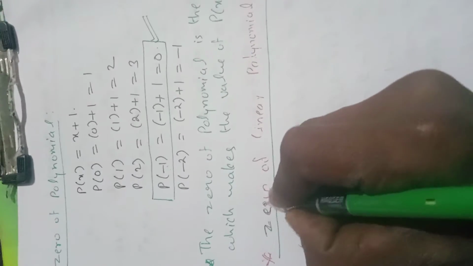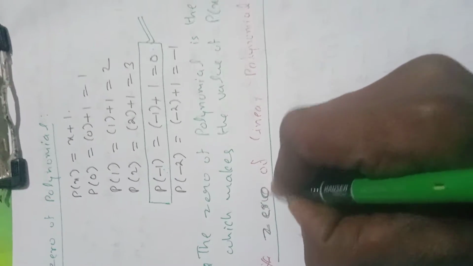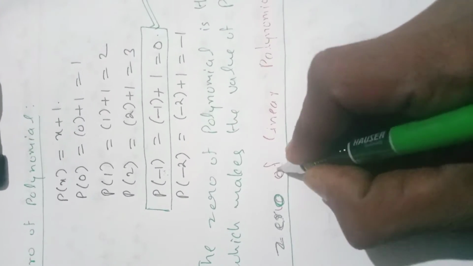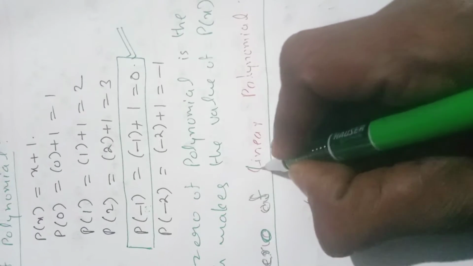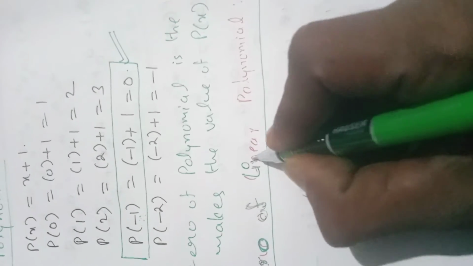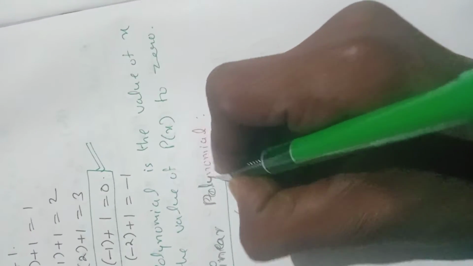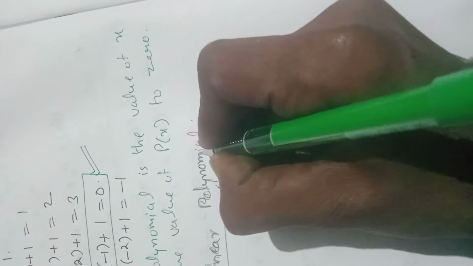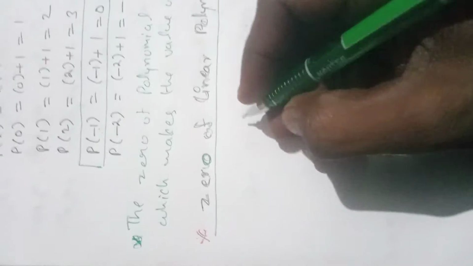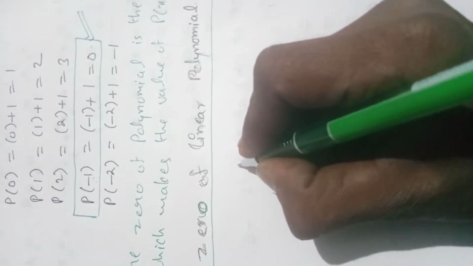Please focus on it carefully. So we are going to find the zero of a linear polynomial. Okay, you know very well what is the general form of the linear polynomial.